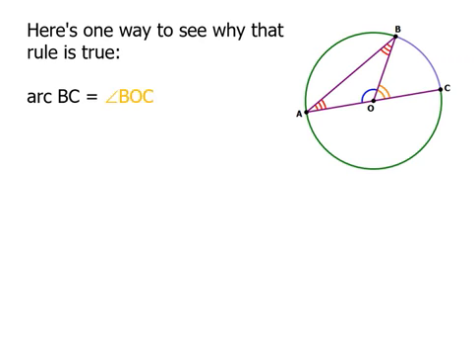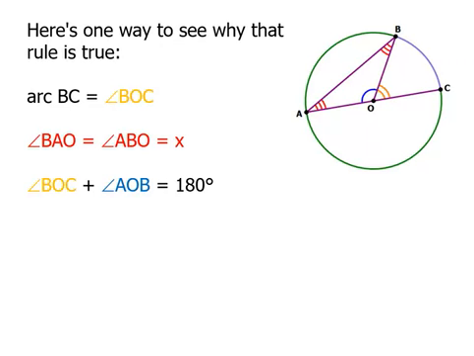So, of course, arc BC equals the measure of the central angle, BOC. We know that AOB is an isosceles triangle, so angle BAO equals angle ABO. So those two red angles are equal. Just call that X.